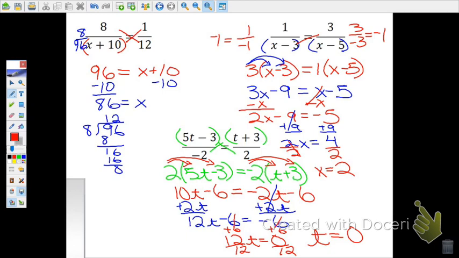Common mistake, for some reason, when we get a 0, people want to think that it's no solution. Our variable did not disappear. Our solution is 0. If I check my work, 5 times 0 is 0, minus 3 is negative 3 over negative 2. A negative divided by a negative makes it a positive.